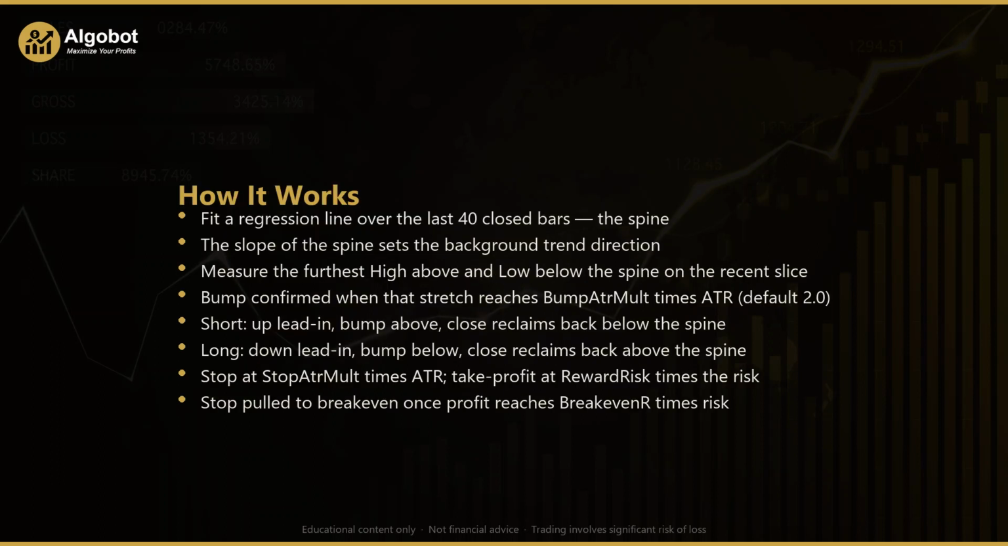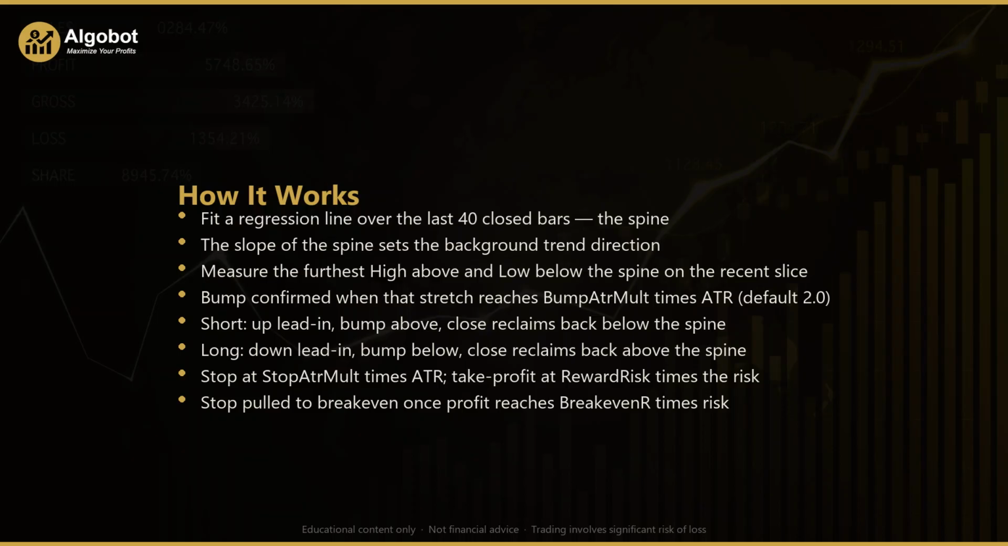Now let's walk through the exact logic, step by step. Everything is evaluated once per newly closed bar, so the strategy is patient and never reacts to an unfinished candle. The first step is the lead-in. The expert advisor takes the last 40 closed bars, that's the LeadPeriod parameter, and fits a least squares regression line through their closing prices. This line is the spine. Its slope tells us the direction of the gentle background trend, and the fitted value at the most recent bar gives us the current reference level.